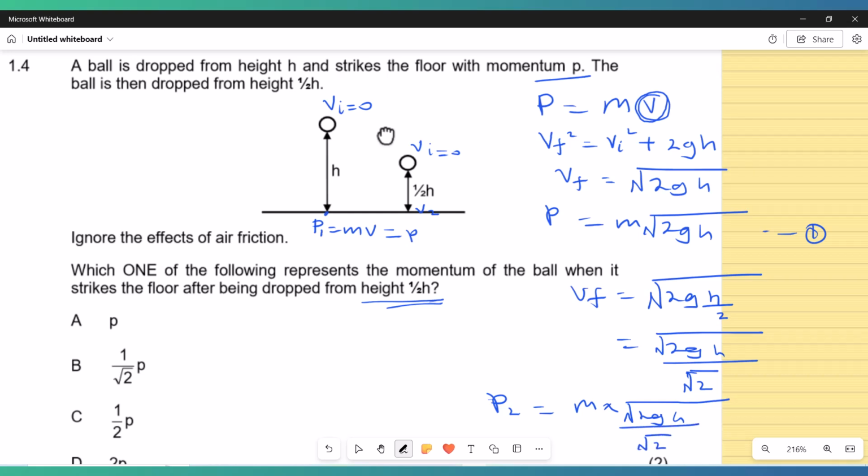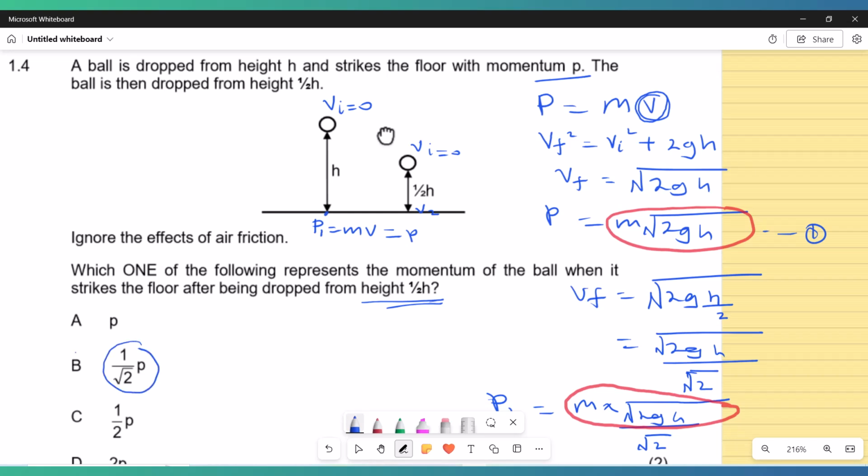But you can see that this square root on top, if you take it properly, is the same as what we have here. So in other words, my momentum at half h is going to be the same as p but divided by root 2. So our answer is going to be p divided by root 2. So the answer becomes b. I hope we are together.